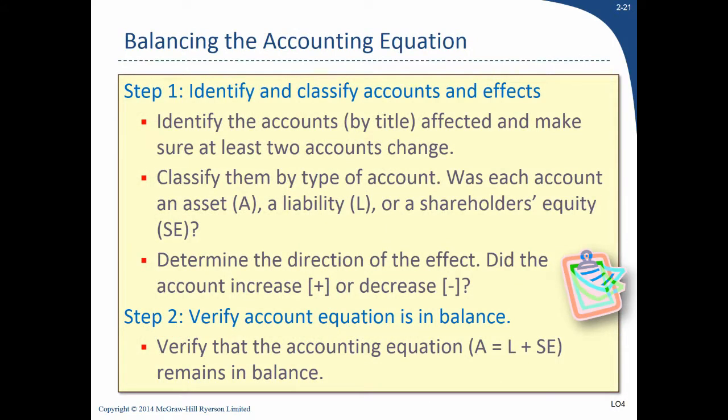So how do we balance the accounting equation? For every transaction, we need to follow these steps. The first step is to identify the accounts by title and make sure that at least two accounts change. So hypothetically, if ePhone borrows $10,000 from the bank, what two accounts are going to change? Cash and bank debt.